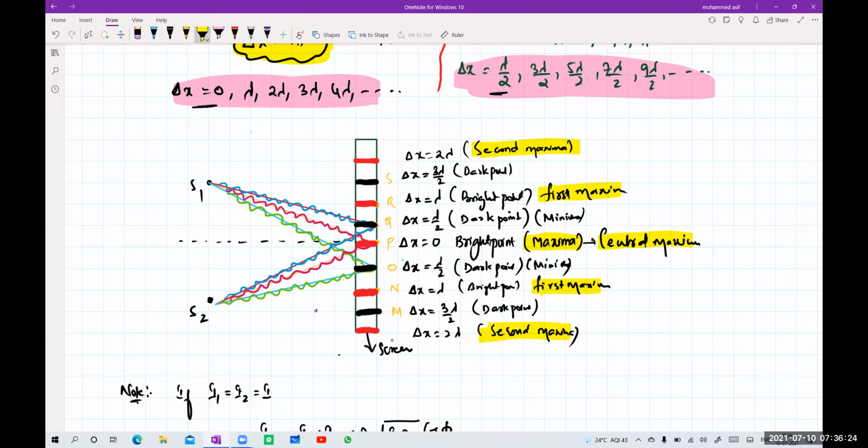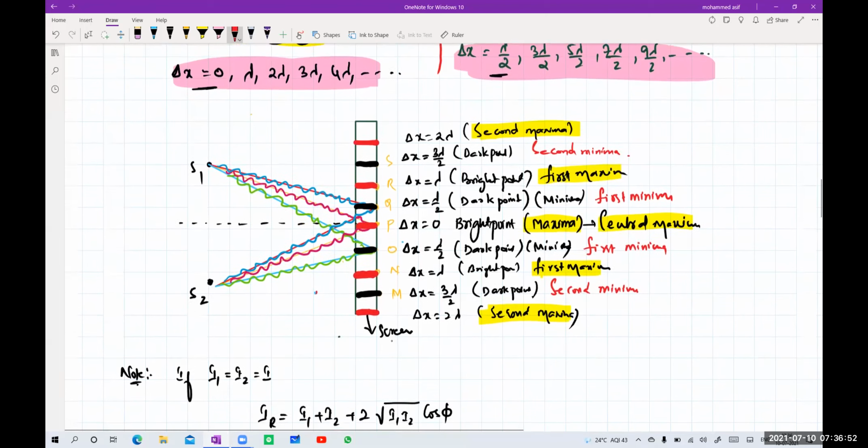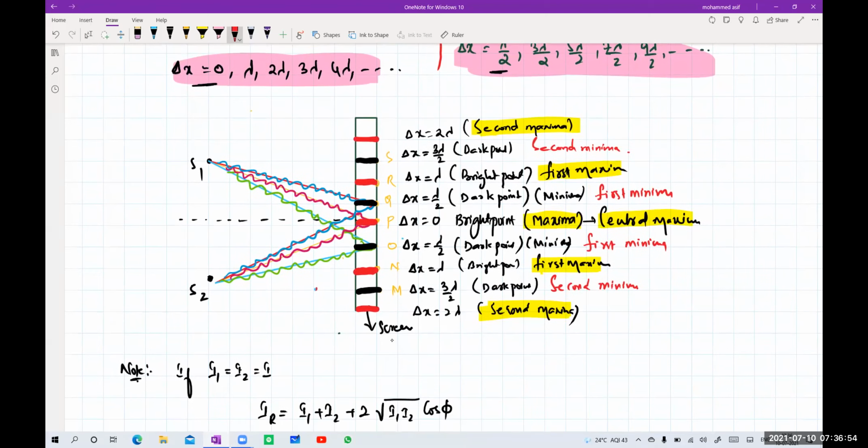Then we are getting the minima at a dark point. This one is the first minima, and this one is also your first minima, above and below. This one is your second minima, and this one is also your second minima. So totally how many minima are we getting, beta? 1, 2, 3, 4 minima.